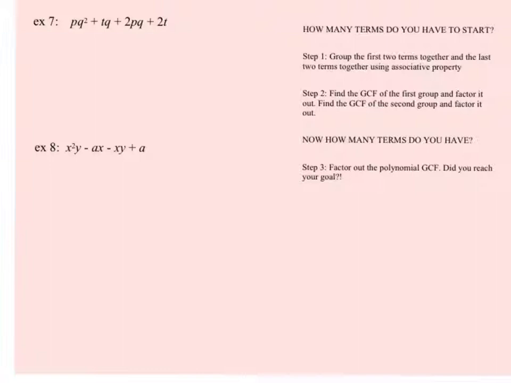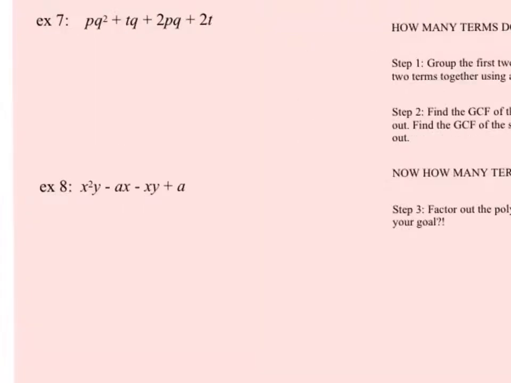Go ahead and pause and see if you can do these 2 on your own. The steps are over here for you. In example 7, I'm going to group the first 2 terms together, and then I'm going to make sure that I take the sign with that middle term if I need to. It's positive, so I don't need to do anything special there. Then I'm going to look for the GCF of the first 2 terms between PQ squared and TQ. They have a GCF of Q. That leaves me with PQ plus T.